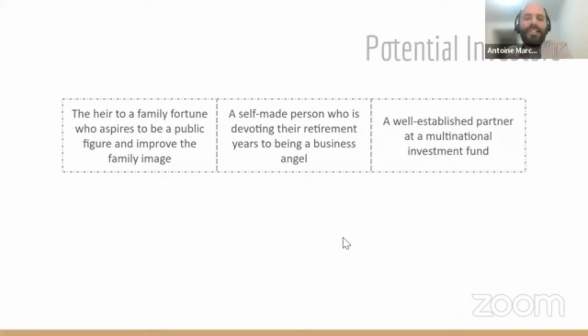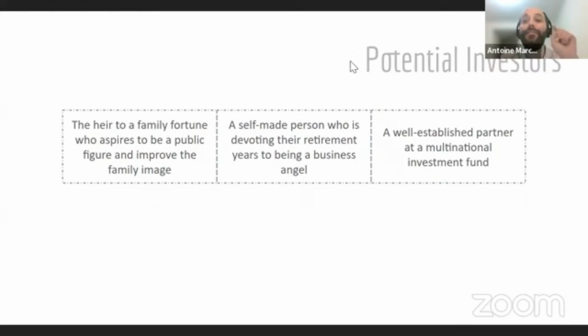And now, what about a well-established partner at a multinational investment fund? Exactly, Ahmed. He wants to leave a mark for the future. I would say both of the first characters do want to leave a mark for the future, but in very different ways, right? The heir to a family fortune, it's mostly going to be about PR and participating in events, things like that. The second person is going to want to do things themselves, be active, be participant.